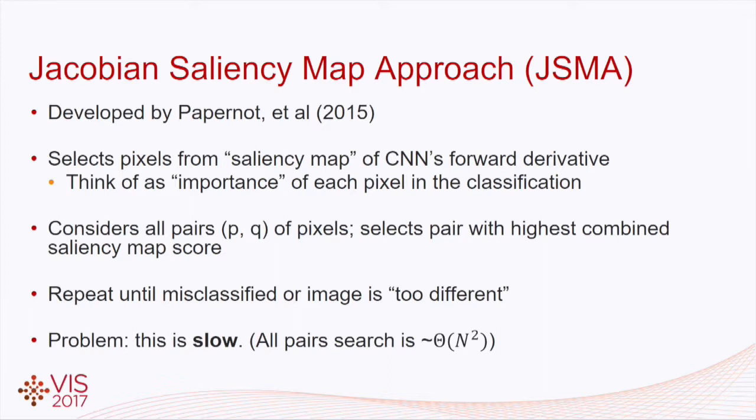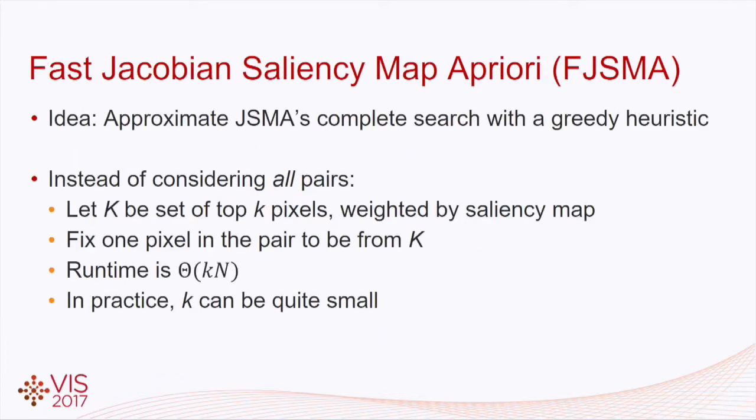The problem is that this is kind of slow. The all pair search is quadratic time. You can't really get around that. And so what we did was we decided to approximate the Jacobian saliency map approach using a greedy heuristic. Instead of considering all pairs, we forced one of the pixels in that pair to be from the top k pixels when weighted by the saliency map. And it turns out that you can make this k fairly small and still get the same results, just empirically.